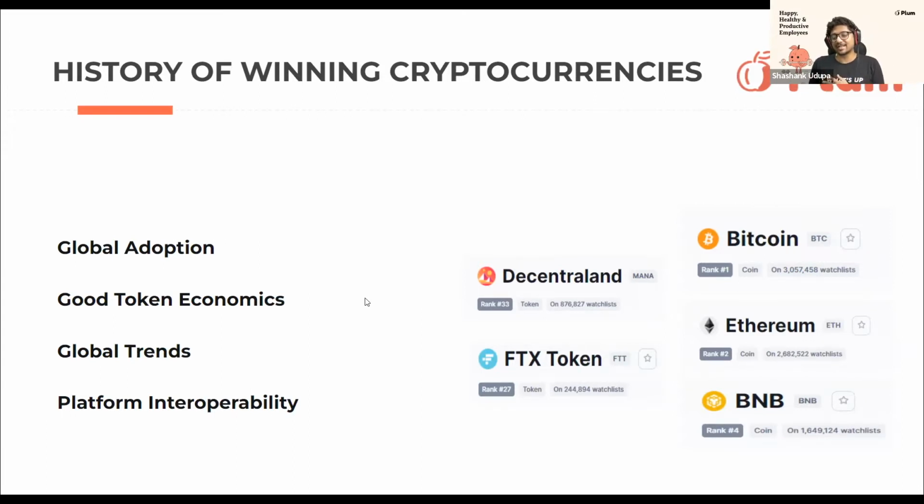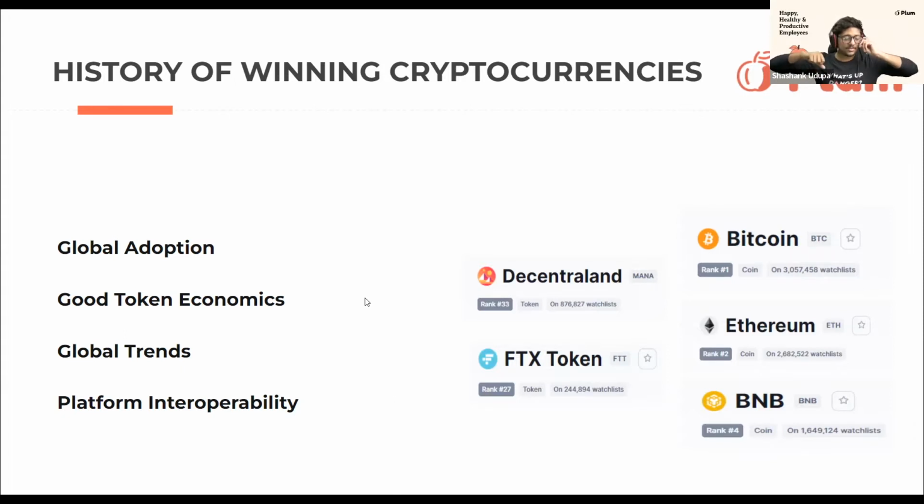Same way, there was another example in 2016 when banking transactions were being used a lot in the blockchain universe. There was a token called Ripple, XRP. So Ripple was trending at that point and it was doing really well. But now look at Ripple. Nobody cares about it so much because the trend is now into NFTs and Decentraland type tokens, the metaverse and all that, right?